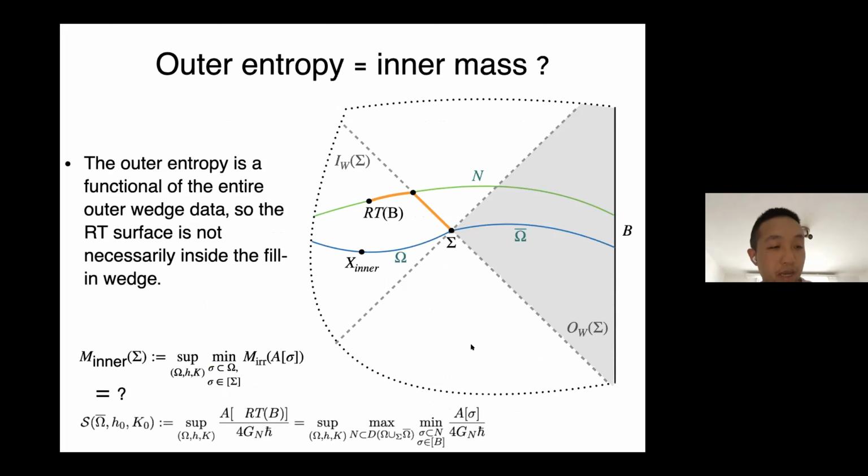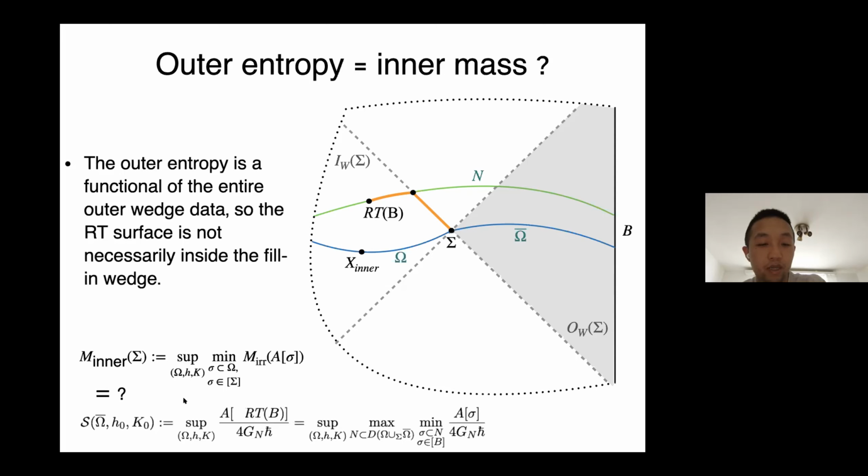I've introduced inner mass and outer entropy, and it seems like they are both doing optimization over the interior while fixing the exterior. It is very suggestive that these two things are in some sense equivalent. But if we look at the formulas that define them properly, here above we have the inner mass, and here below we have the outer entropy, which, as I explained, you try to maximize over all possible fill-ins and look for the largest RT surface with the largest area. You can expand them even further in terms of how you actually look for these extremal surfaces.